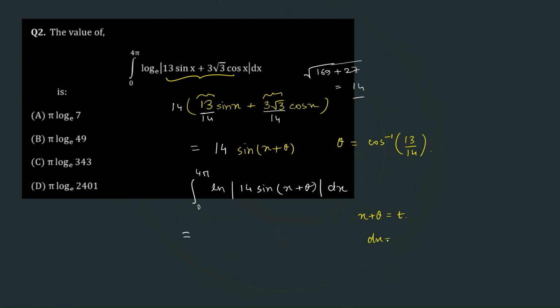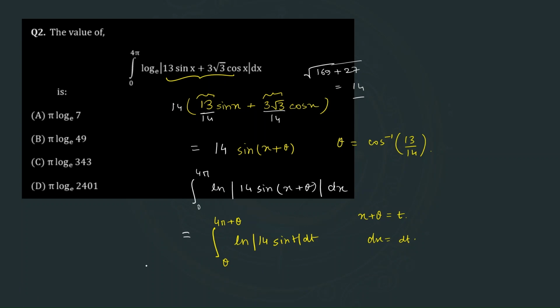So dx will become dt. So the limit will get changed to theta to 4 pi plus theta. So theta to 4 pi plus theta log of modulus of 14 sine t dt.